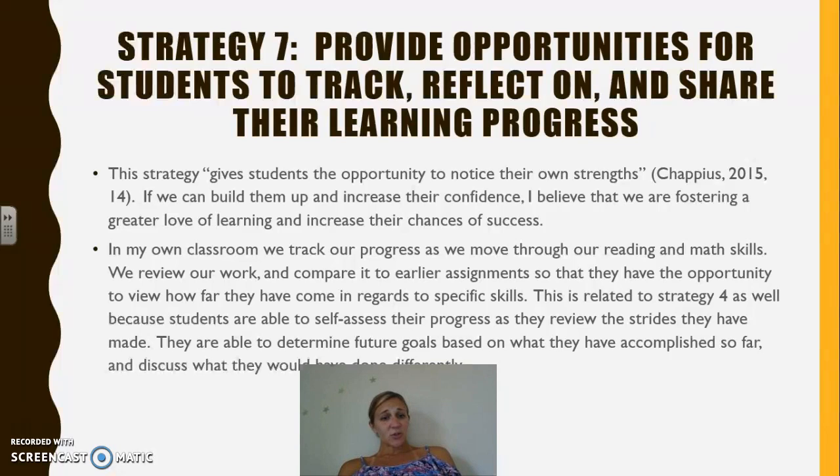And it can relate to strategy 4 because students can self-assess their progress and then review the strides they have made. They can also determine their future goals. Those are my thoughts on the 7 strategies of formative assessment.